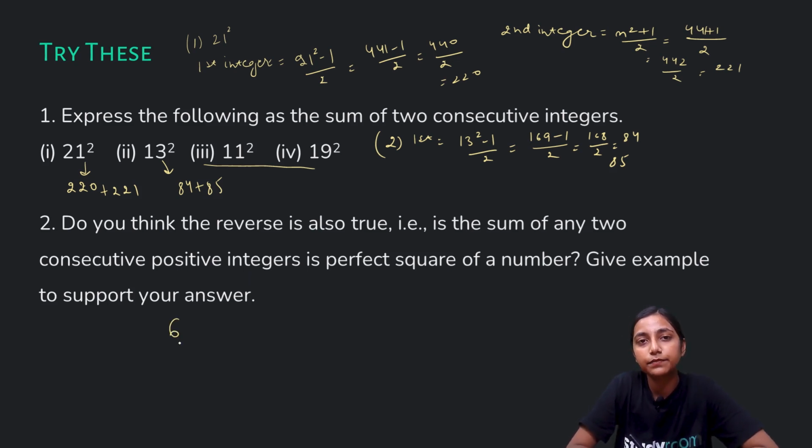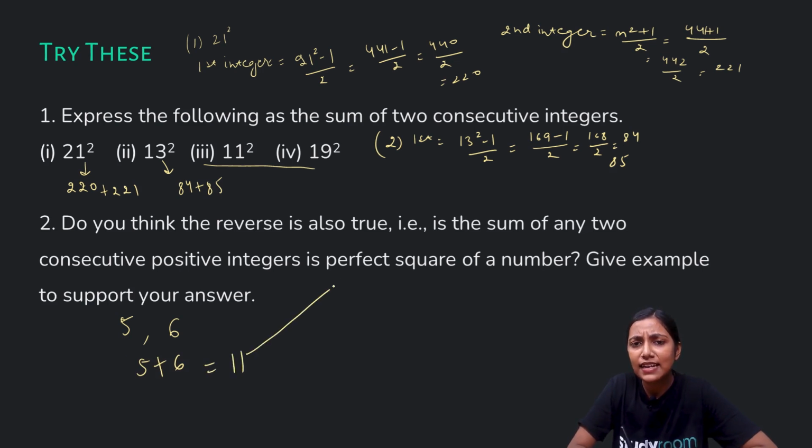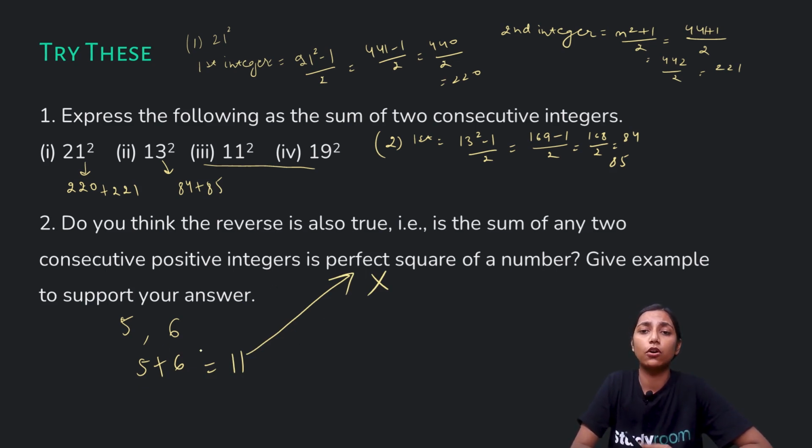Let's take 5 and 6. These two are consecutive positive integers. But what if we add these two? 5 plus 6 gives us 11. But is 11 a perfect square? No, 11 is not a perfect square. So we can say that this is not always true. It is not always the case that the sum of any two consecutive positive integers will give us a number that is a perfect square. So no, and here I have given you an example: 5 plus 6 gives us 11, and 11 is not a perfect square.